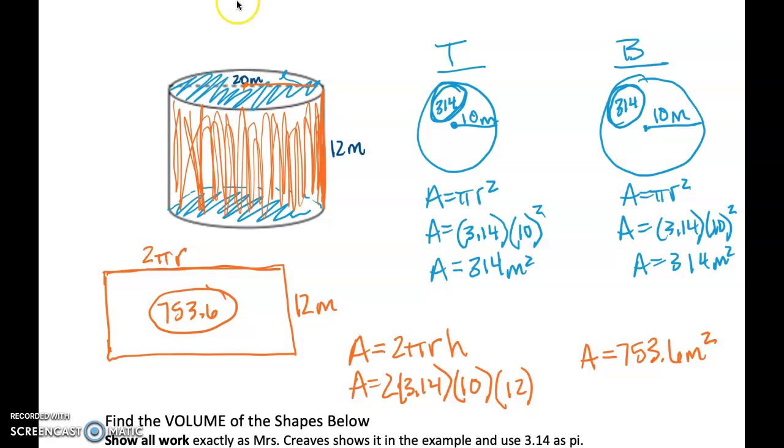So 753.6. And so let's go for our total is equal to 2 of those 314s plus 753.6 for an answer of 1,381.6 meters squared. Okay.